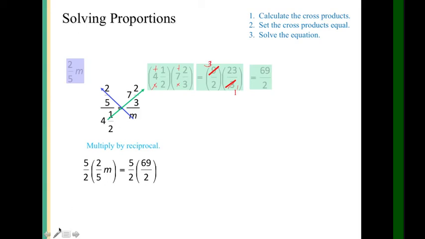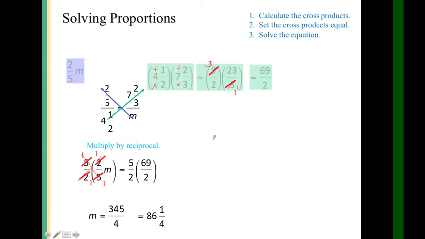So, in this portion, pwede na tayong mag-cancel, no? So, sa portion na to, pwede na natin i-cancel ito, i-cancel yan. So, the answer is 1m. Dito naman, 5 times 69 and 2 times 2 is equal to 4. So, we have 345 over 4, or in simplest form, in mixed number form, that is 86 and 1/4. Okay?